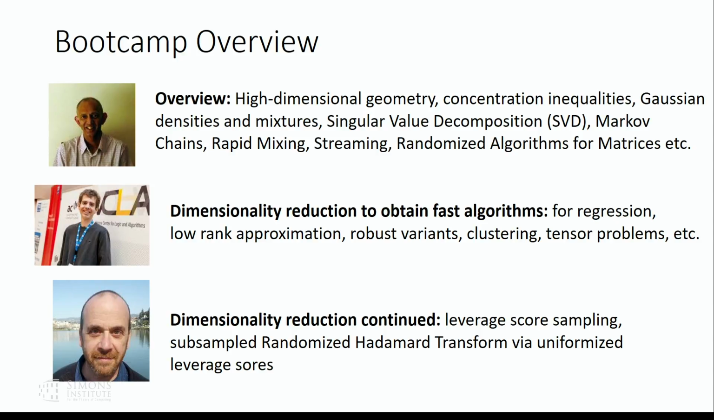Then I'll give the next two talks this afternoon on dimensionality reduction to obtain fast algorithms for linear algebra problems, things like regression, low-rank approximation, robust variance, clustering, tensor problems, etc. Tomorrow, Ken Clarkson from IBM will continue dimensionality reduction. He'll look at importance sampling for different objects, in particular things like subspaces, where you use leverage score sampling. He'll discuss this and connections to other fast dimensionality reduction techniques like the subsampled randomized Hadamard transform.